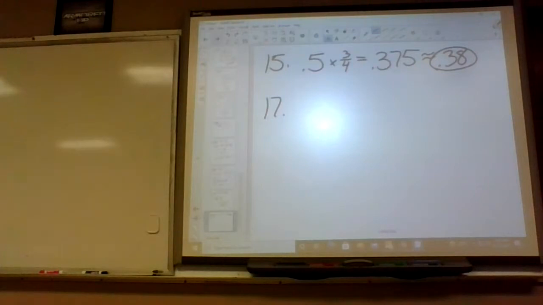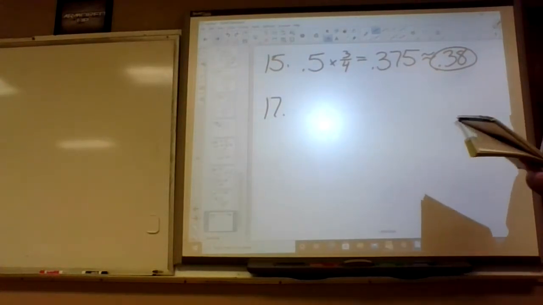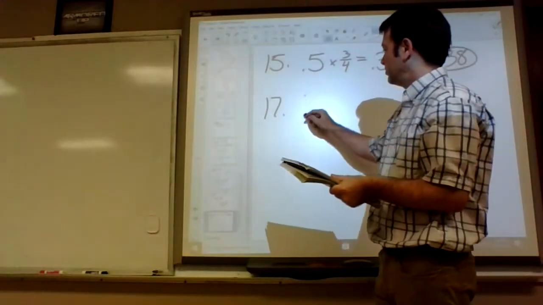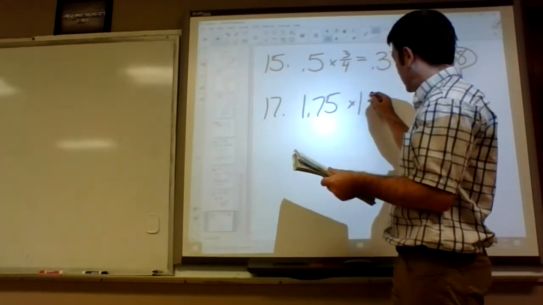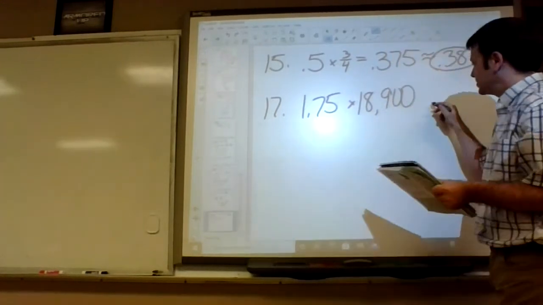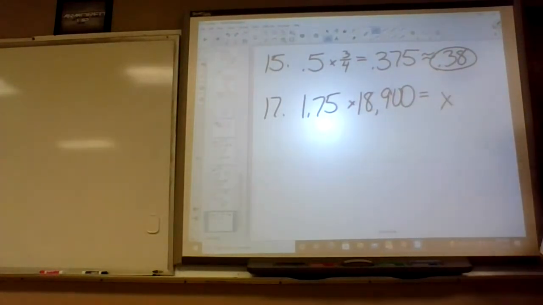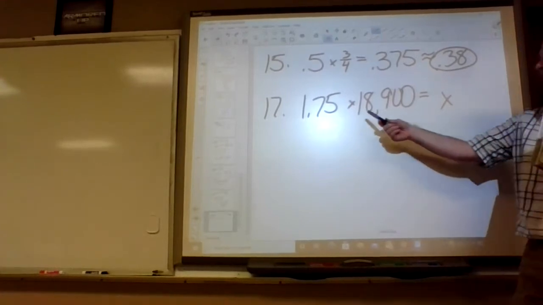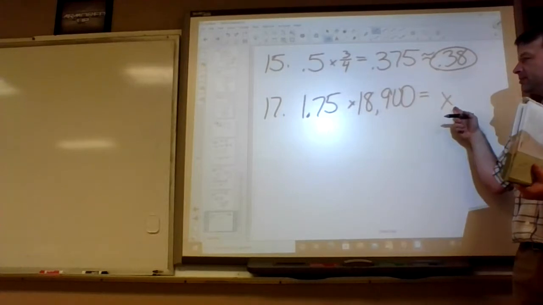Alright, number 17, 175% is what? 1.75 of 18,900 equals what number? So, this looks different than number 11, but really it's kind of the same thing, right? It's just 1.75 times this equals the number.